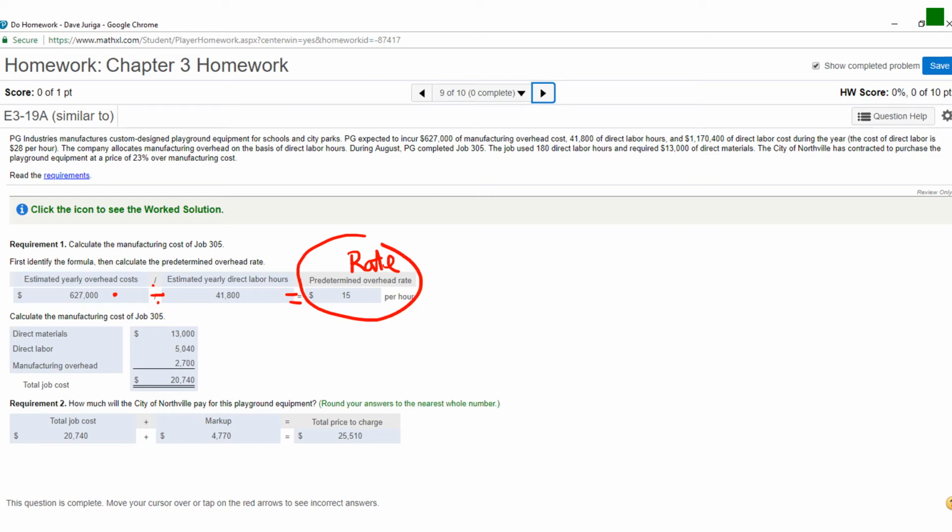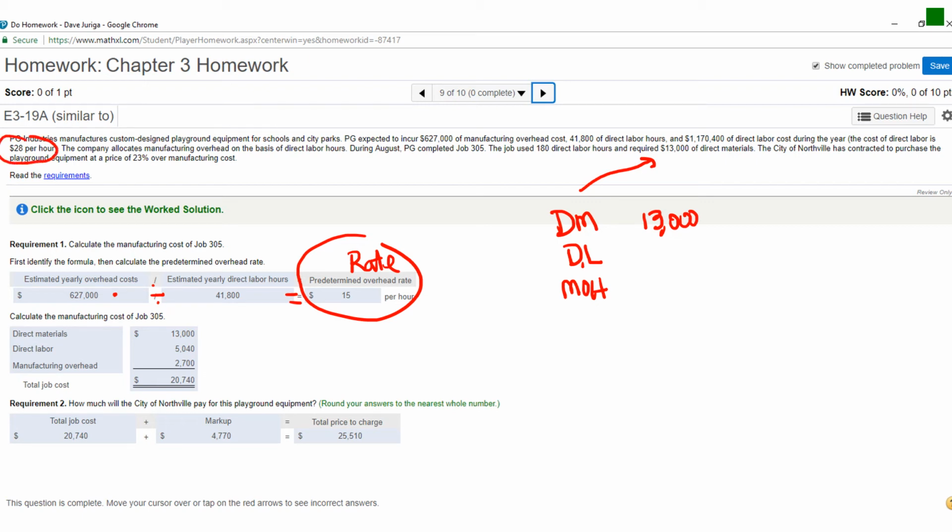That's part one. Part two, to get the cost of the job, remember you've got to get your three product costs. I'm going to remind you: direct materials, direct labor, and manufacturing overhead. And they've already given you two of them. So it says right here, here's your $13,000 of direct materials. And then to get the direct labor, it says the cost of the direct labor up here was $28 per hour.